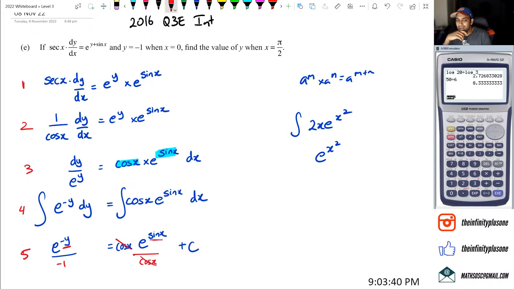Hopefully that made sense. Now, if you end up getting y is equal to 0, then you're pretty much on the money.